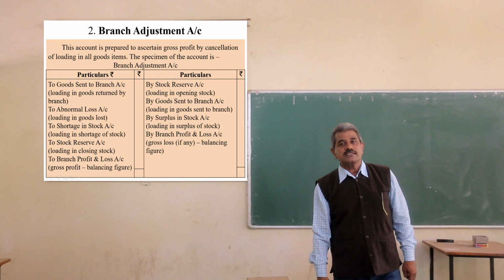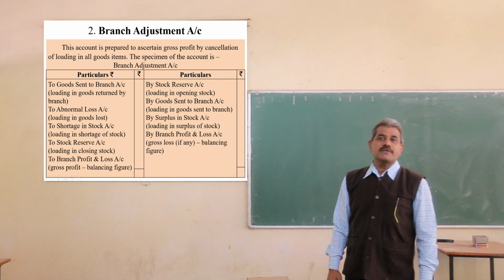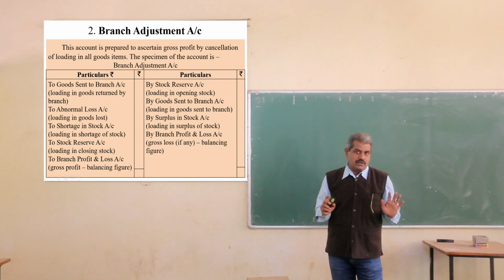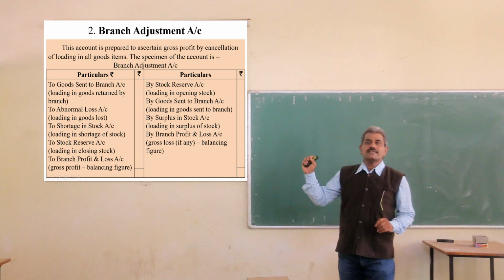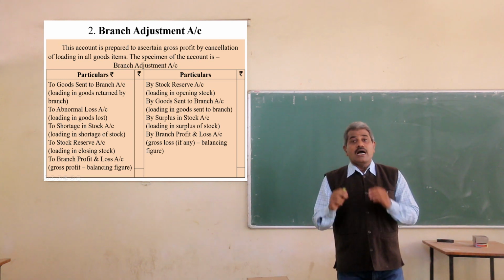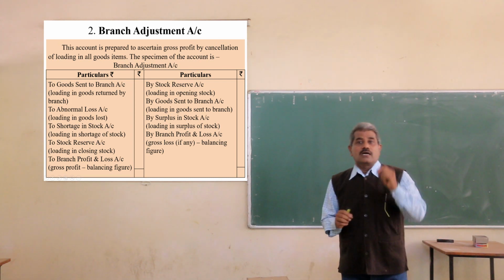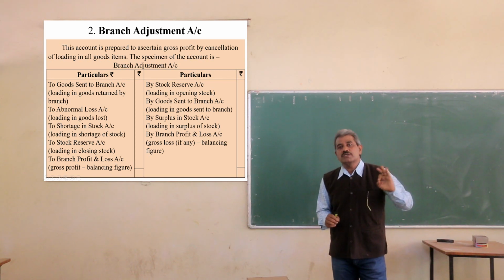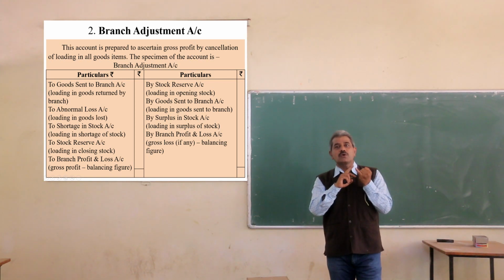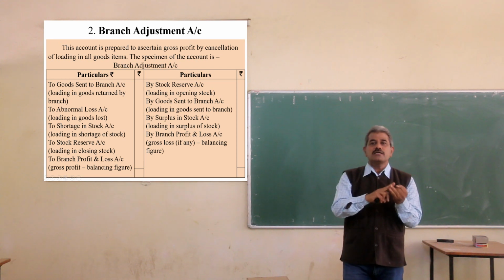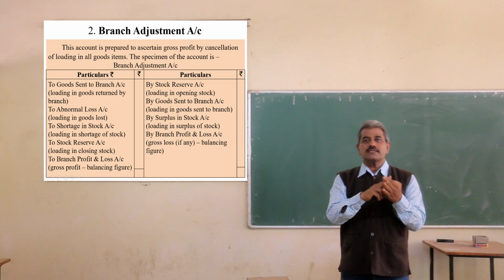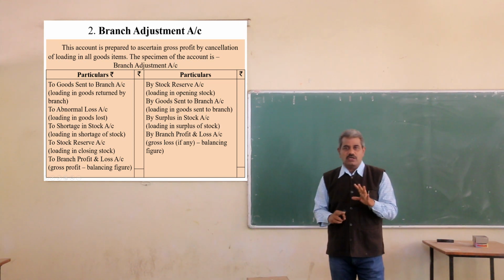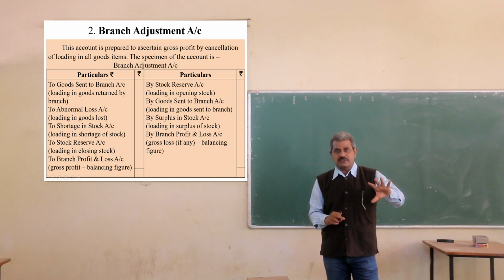The branch adjustment account. This account is opened only for the cancellation of loading. Loading means loading on goods items. Goods items are opening stock, goods sent, goods returned, surplus, shortage, abnormal loss, and closing stock. All these are goods items.